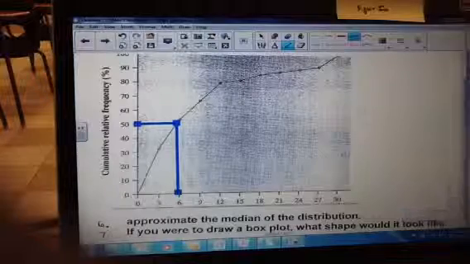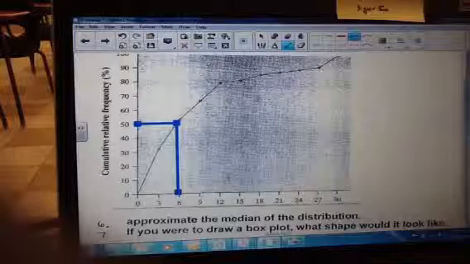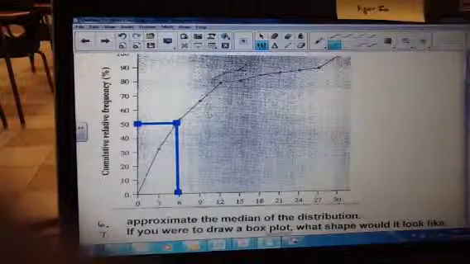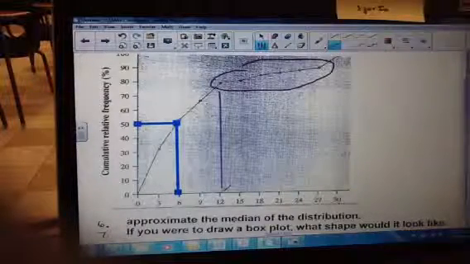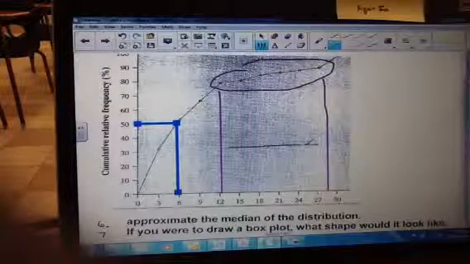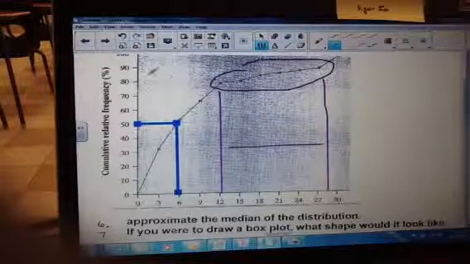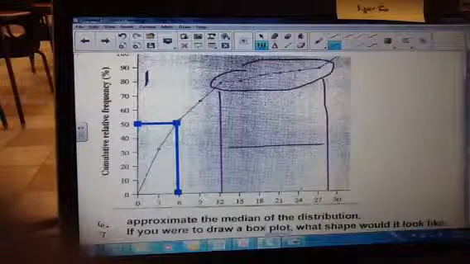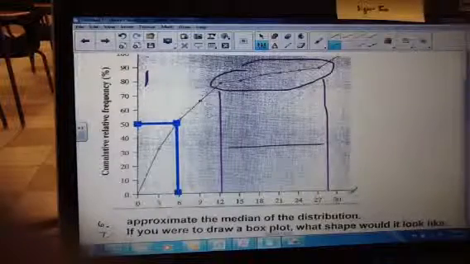If you were to draw a box plot, which shape would it look like? The key here is to look at how flat the ogive is from about 12 to 27. There's quite a bit of variability here, which only represents about 10%. So 10% of your values range from about 12 to 28. That makes the distribution skewed right.